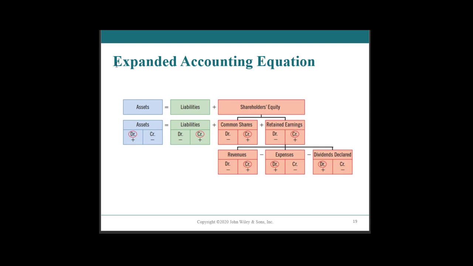And then a friendly reminder, assets equal liabilities plus shareholders' equity. So when I want to think about whether something is in a natural debit or credit balance, I think debits on my left, credits on my right, A equals L plus E. All right. If you're still with me, thank you, thank you, thank you. You are doing awesome.